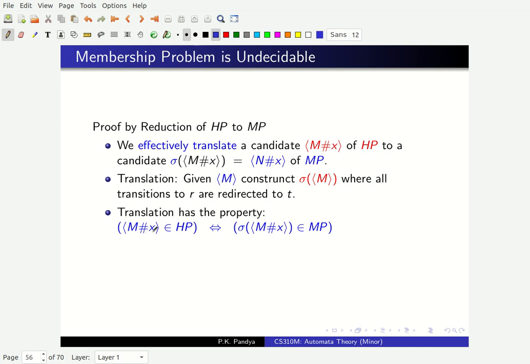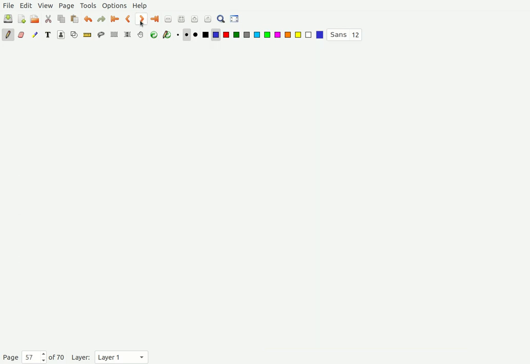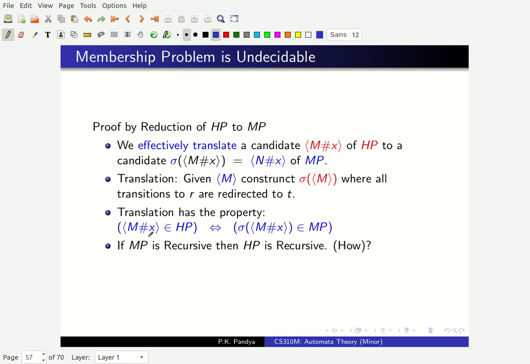The translation has this property: MX belongs to HP if and only if the translation of MX belongs to the membership problem. If it does not belong to HP, this will not belong to the membership problem. So you can convince yourself that this property holds, right? And then my claim is that if MP is recursive, that is, if we have a total Turing machine deciding MP, then HP will also become recursive. Why? Because in order to decide whether a pair MX belongs to HP, first I will apply this translation Turing machine, which will transform MX to NX, and then I have a total Turing machine answering MP. So I will use that Turing machine to check this.